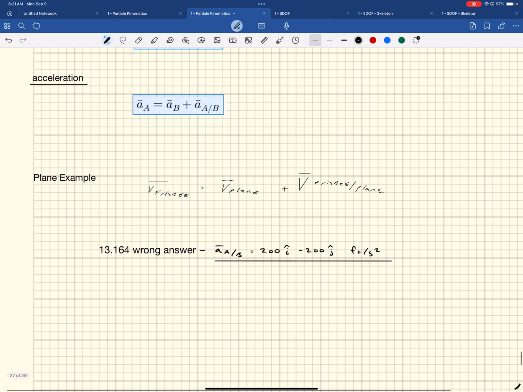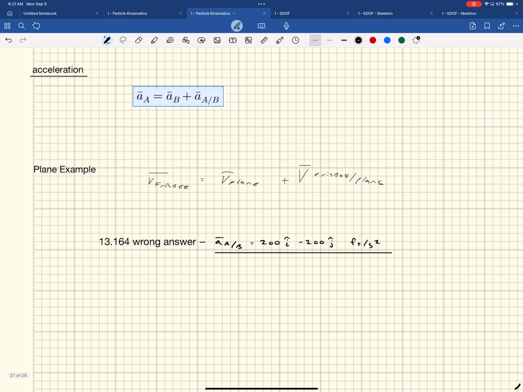So this is key to do. If you're using some sort of solution manual or even the back of the book, the answer to 13.164 in your homework is incorrect. The right answer is this answer. I think the book has both the I and the J negative, but this is the right answer. There was some confusion on that last time.